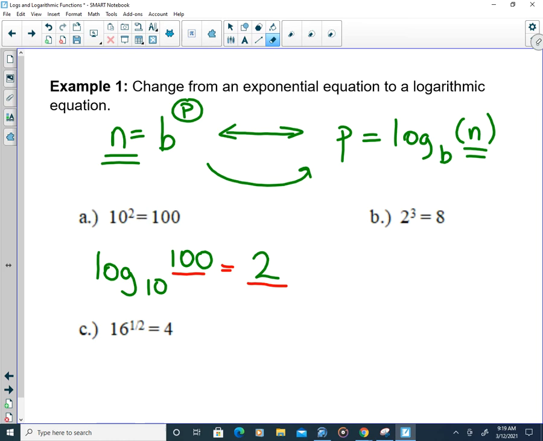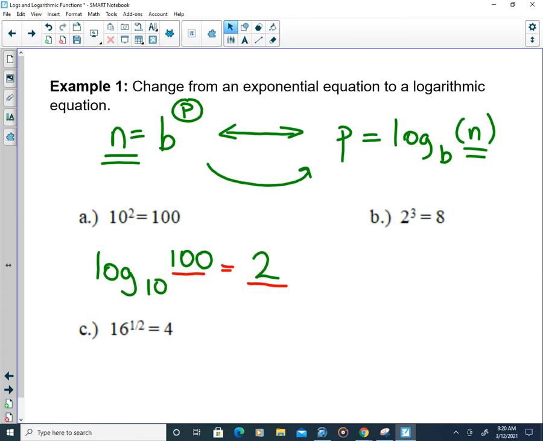So 10 squared equals 100, written as a logarithm equation, will be log base 10 of 100 is equal to 2. All right, so take a minute, try B and C. I just want you to rewrite it as a logarithm equation.